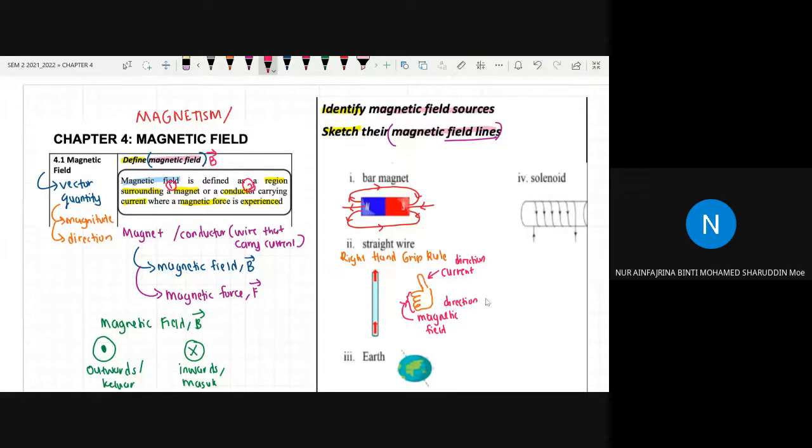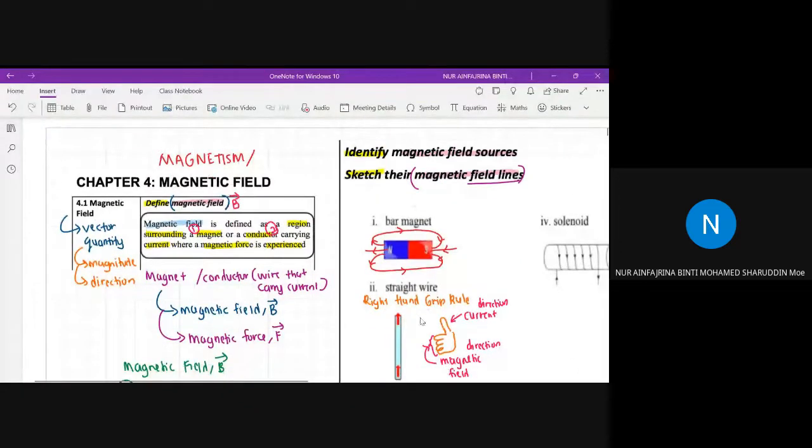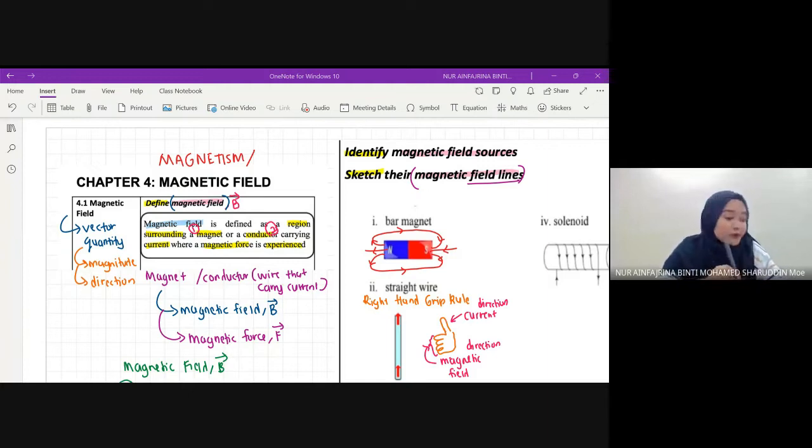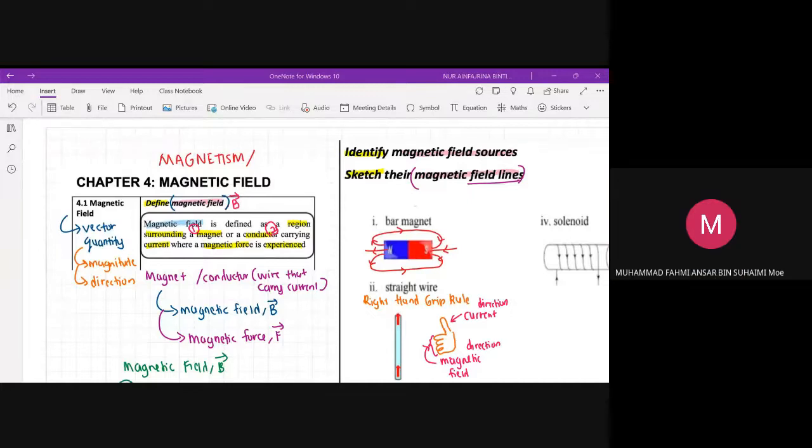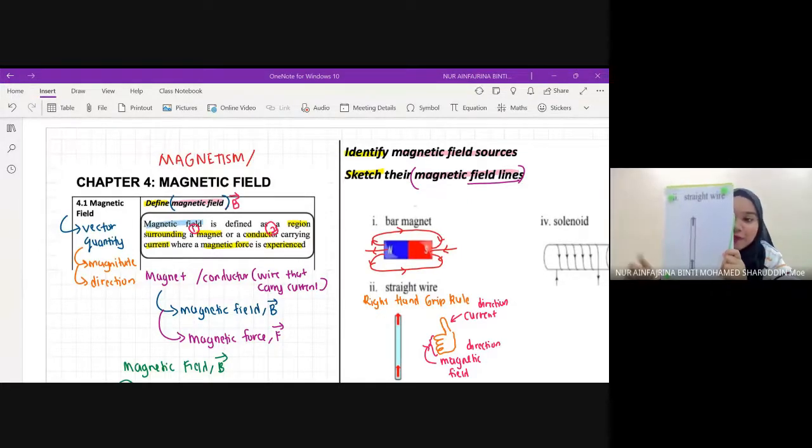So, kita akan pakai right hand grip rule. Okay, so for this one, Miss akan buka kamera untuk tunjuk dekat awak ya. So, bear with me for a while. Okay, kepada siapa yang buat spotlight, I'm going to turn on my camera and then I'm going to show video as well. Okay, so untuk yang ini, dia adalah straight wire. Semua orang boleh nampak Miss ke? Boleh. Okay, baiklah.